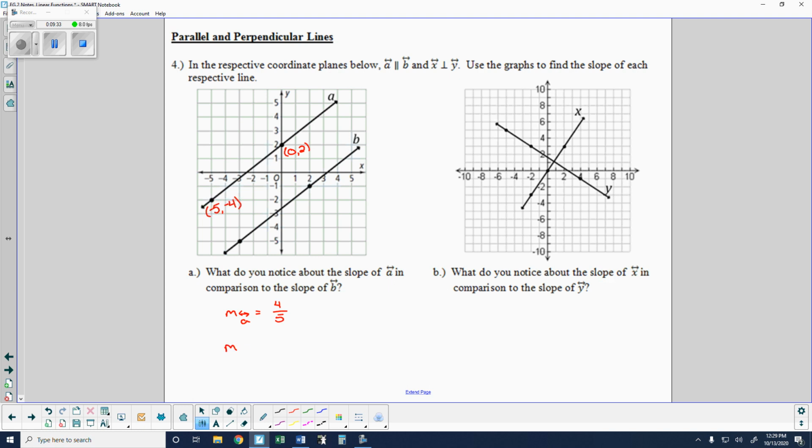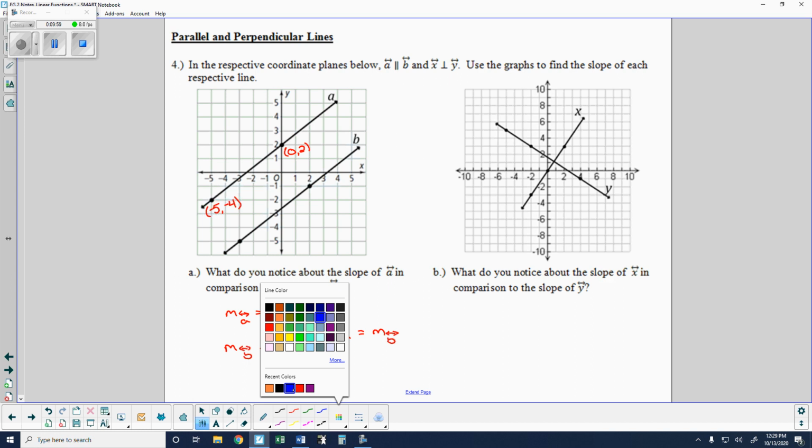See if you can pause the video and find the slope for line B, and then what do you notice? If you found the slope for line B at 4/5, then you would be correct. So what we should notice here is that the slope for line A is the same as the slope for line B. This is going to be true for any parallel line. Parallel lines will always have the same slope.